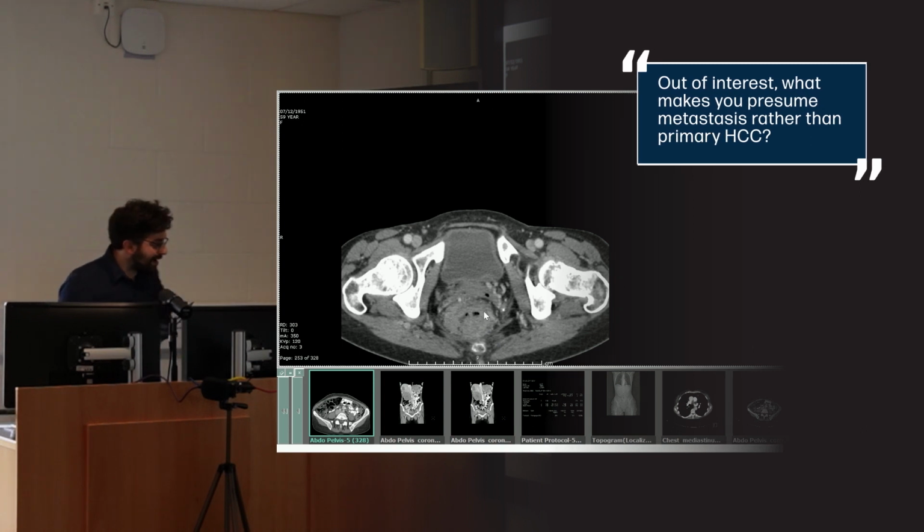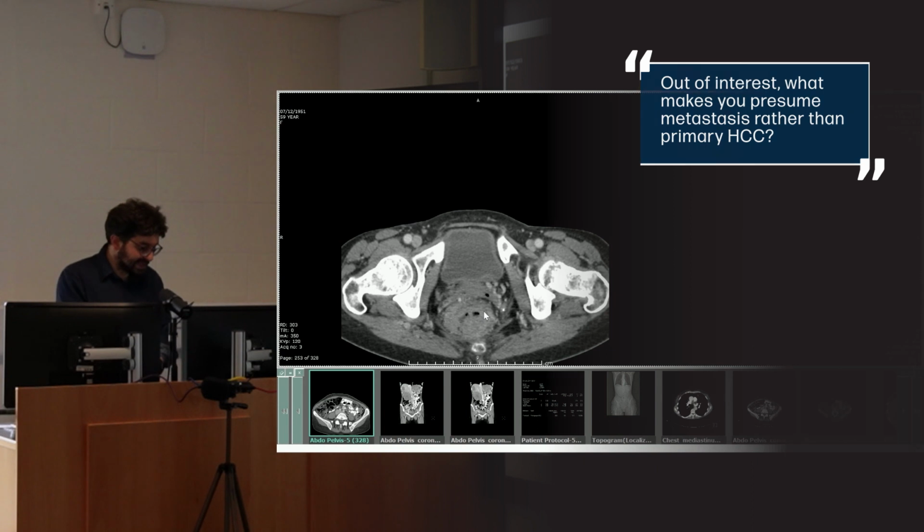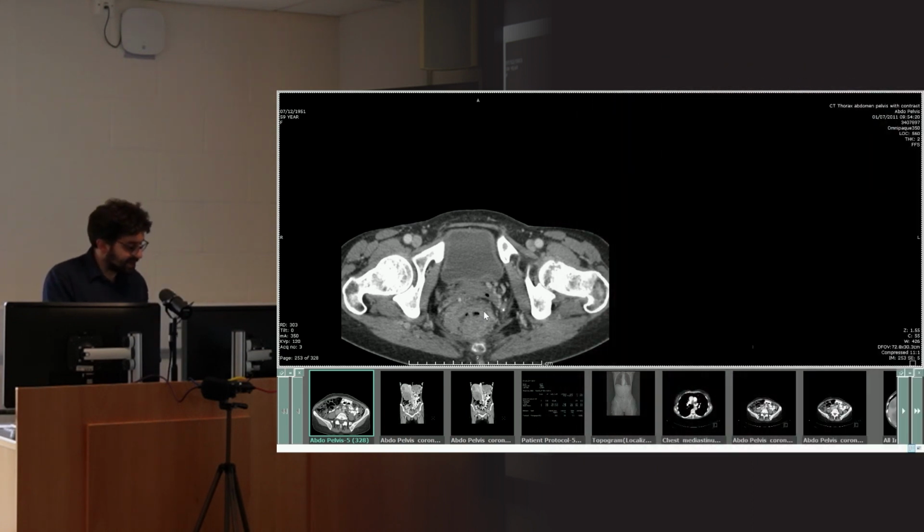So why metastasis rather than primary HCC? The fact that you've got multiple lesions, both in the liver and lungs, makes you favor metastases. HCCs can be multiple as well. Obviously, you can get multifocal HCC, but just by probability, it's less common.